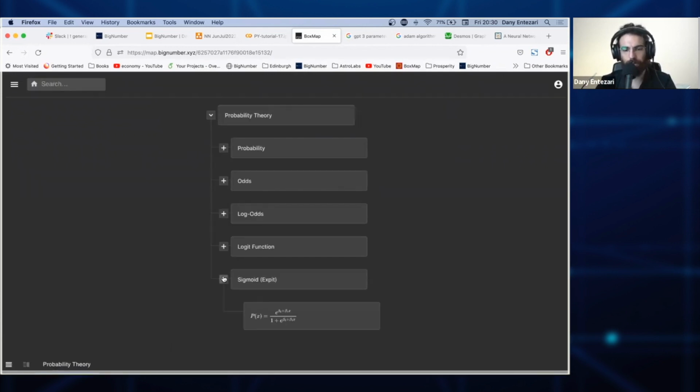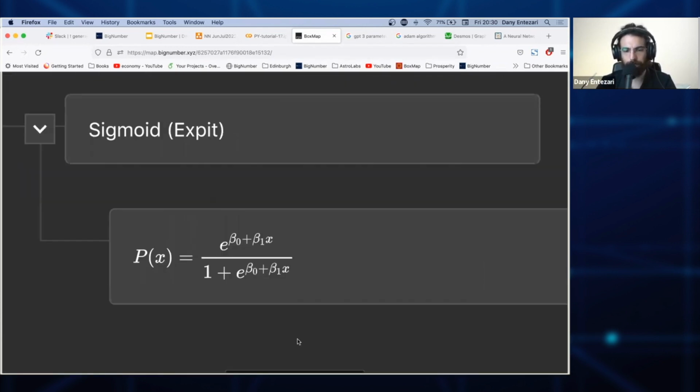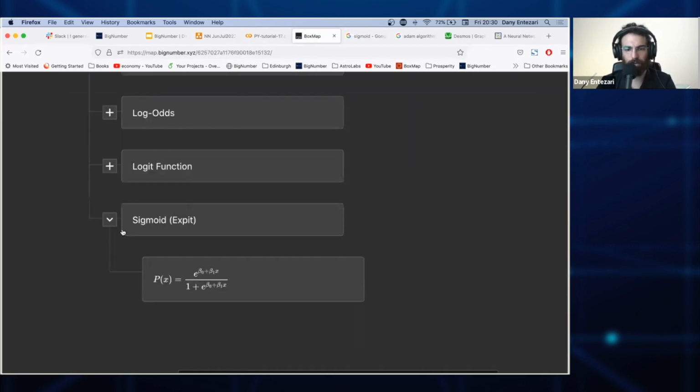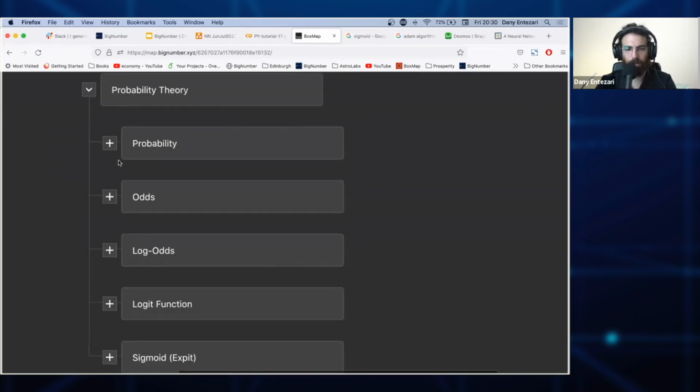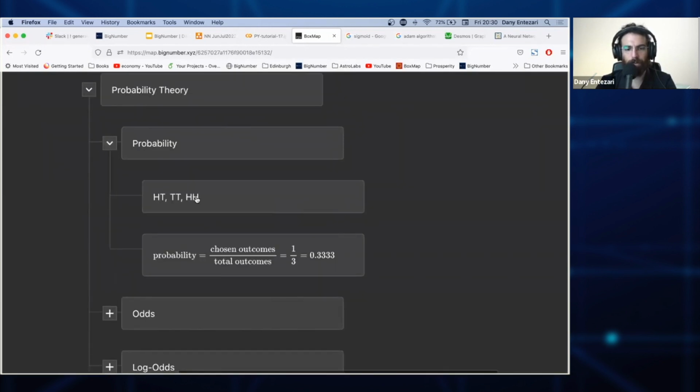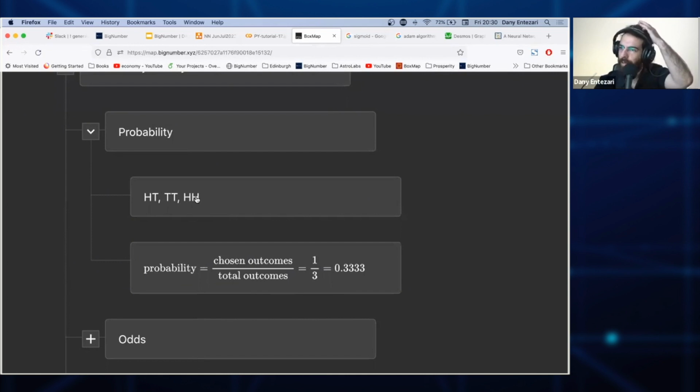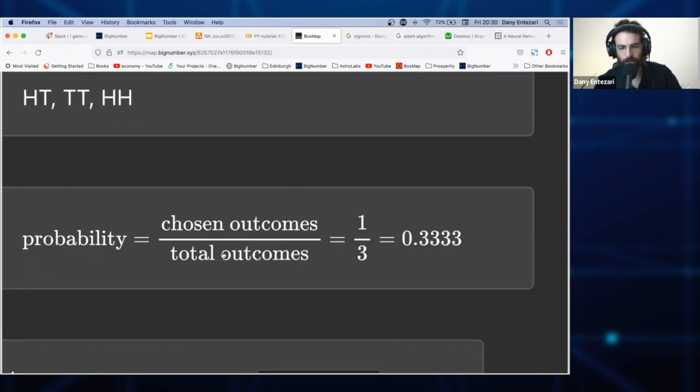The sigmoid function is given by this formula. So let's see what this is. Why this? Okay, so let's look at this derivation. First of all, a probability is a real number between 0 and 1, and it is given by a ratio. It is the total outcomes in the denominator and the chosen outcomes in the numerator.